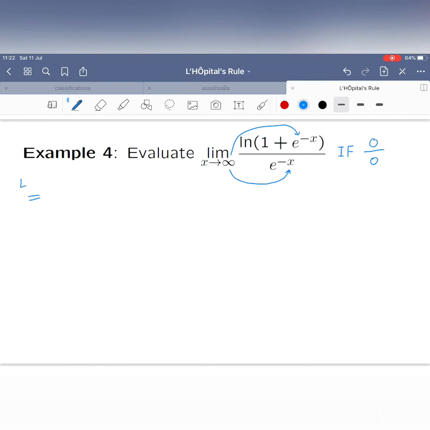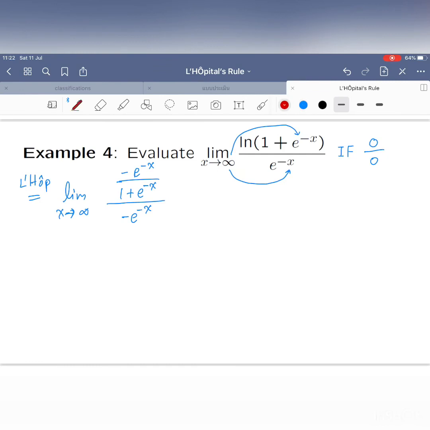So it means that, hey, we can apply L'Hopital's rule immediately. As your x goes to infinity, the derivative of your top is 1 over 1 plus e to the negative x. And don't forget the derivative of the inside, which is negative e to the negative x. And the derivative of the bottom is also negative e to the power negative x as well.